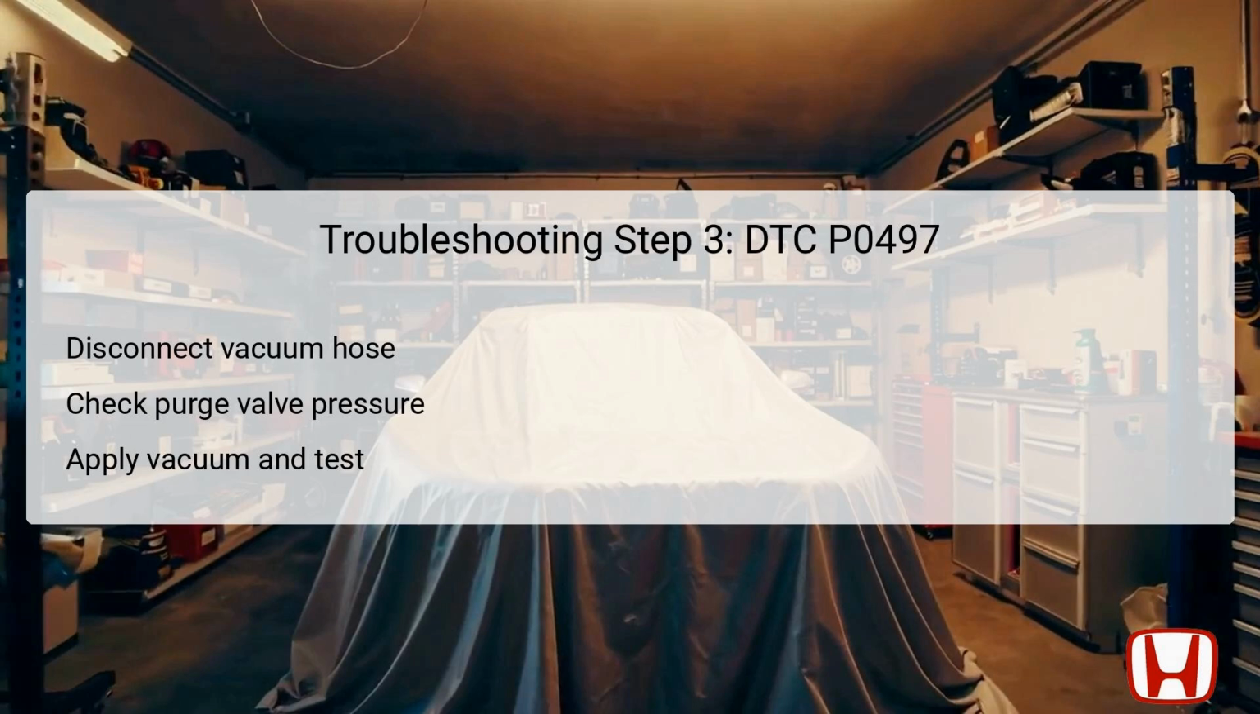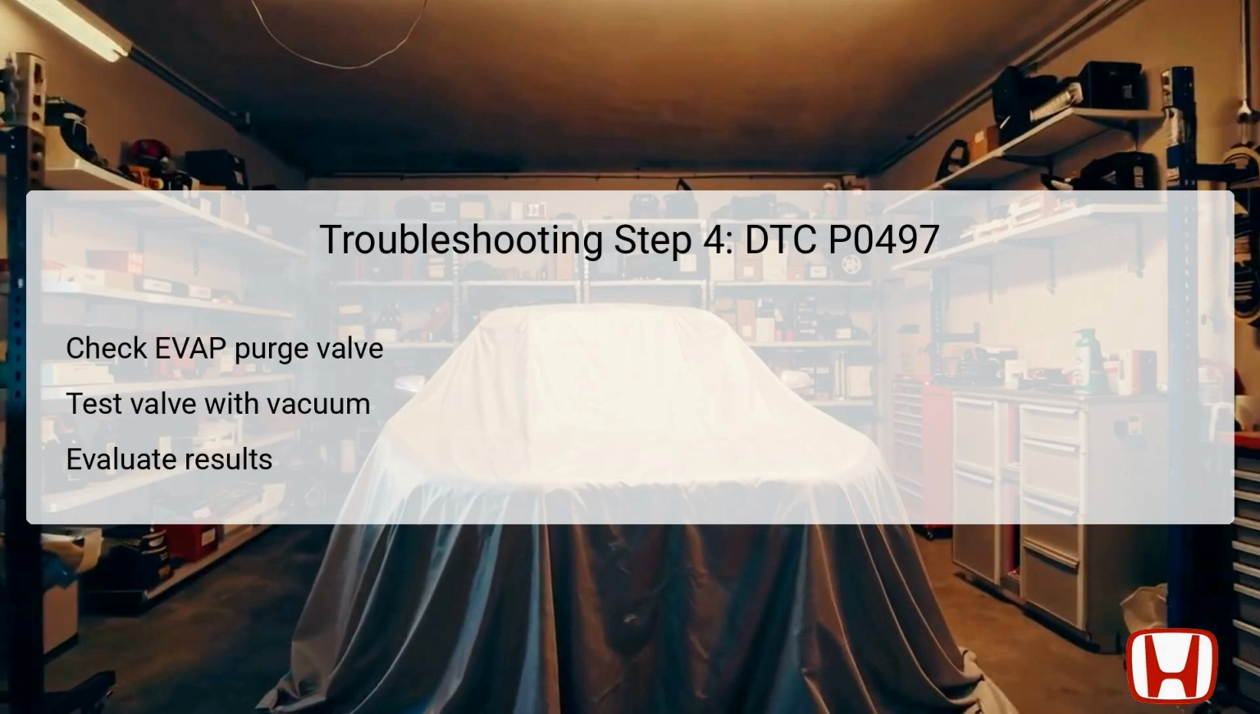Observe whether the vacuum is maintained or released immediately. A rapid release would indicate further issues, requiring you to continue diagnostics, while stable vacuum suggests that attention should focus elsewhere in the system. During the fourth troubleshooting step, the focus shifts specifically to the EVAP canister purge valve itself, necessitating a thorough examination of its functionality.